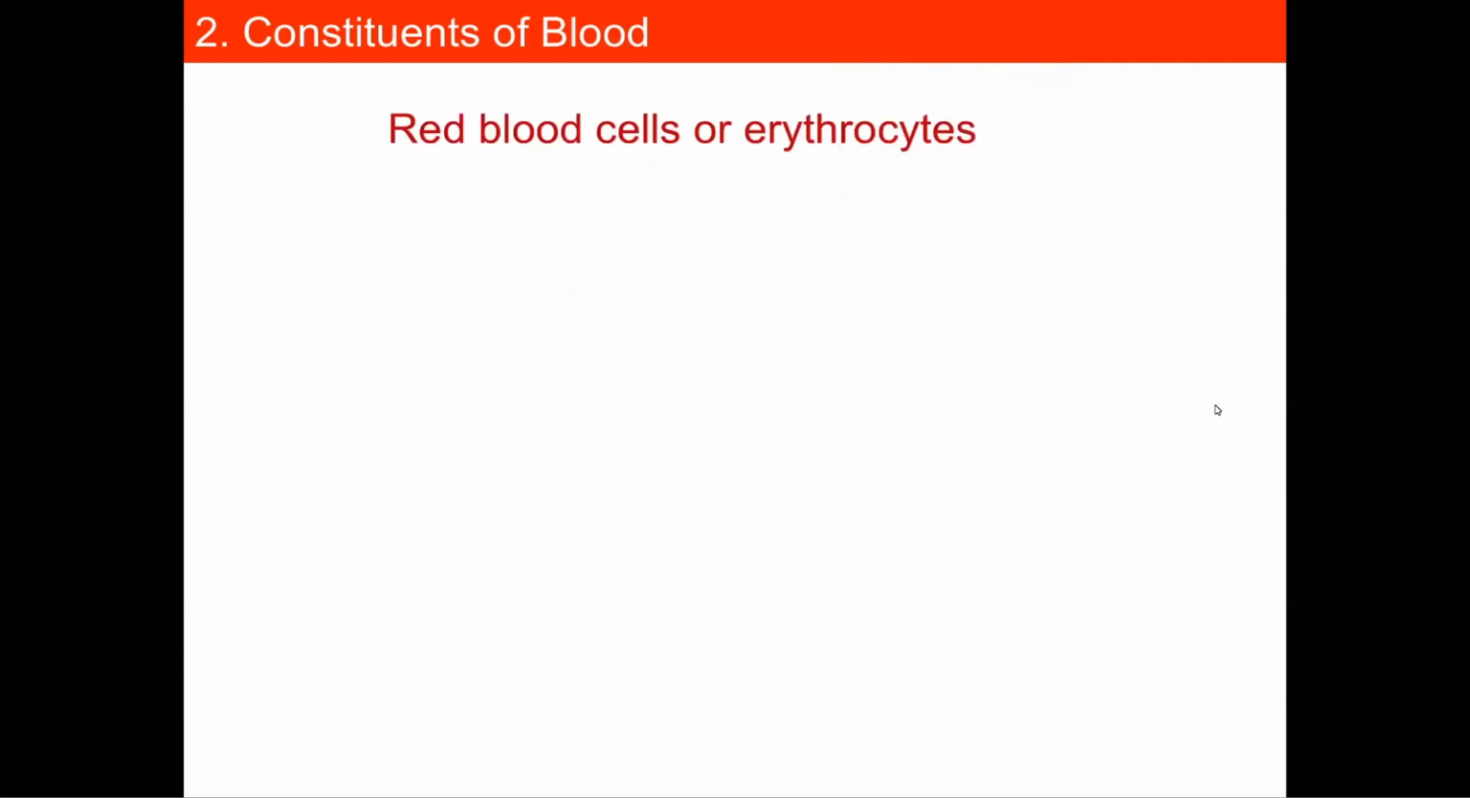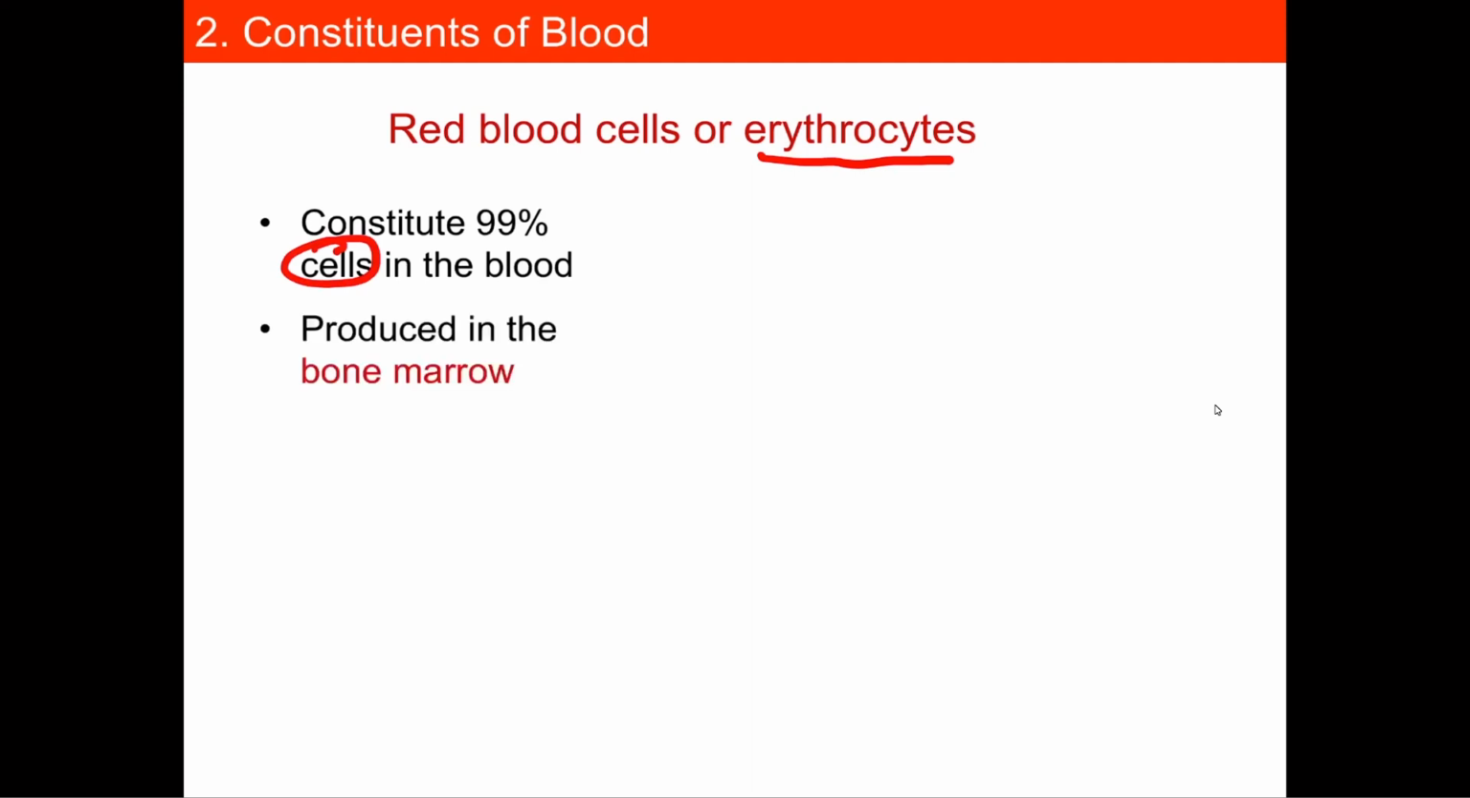Now, the next constituent of blood, other than your plasma, is going to be your red blood cells, or another word for them, erythrocytes. This is just another word for your red blood cells. Now they constitute 99% of the cells. So if your blood is made up of white blood cells and red blood cells, your red blood cells make up 99% of all the cells. They are produced in the bone marrow.